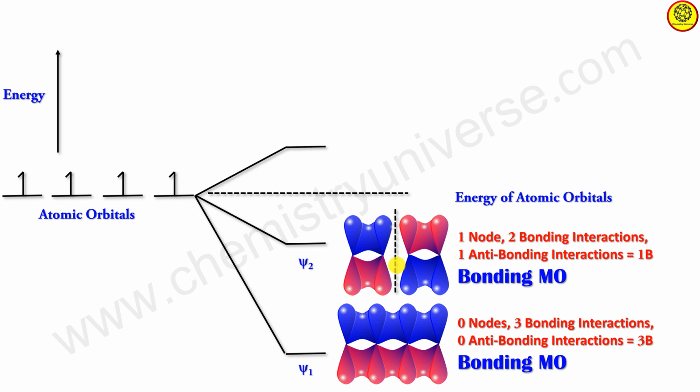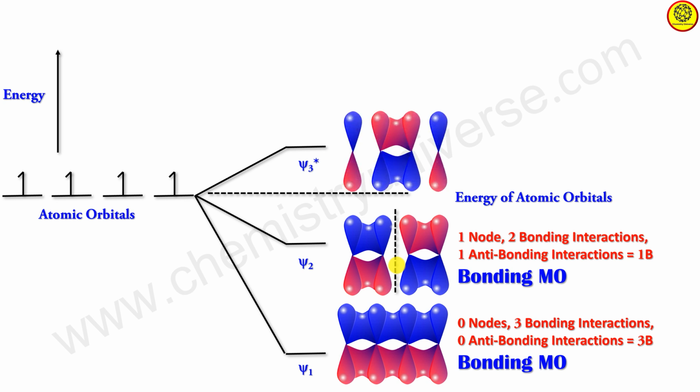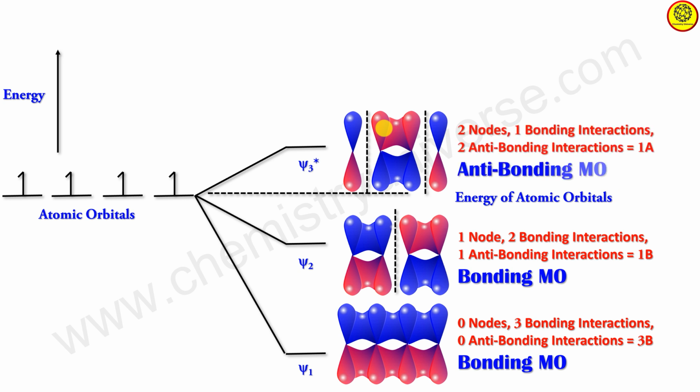Then I have Psi3, which I have placed as antibonding, because here the net will be antibonding interaction. Look at this. You notice there are 2 nodes here. There is 1 antibonding interaction, 1 antibonding interaction, 1 bonding interaction. So what is the net? Net is 1 antibonding interaction. So 2 nodes here, 1 bonding interaction, 2 antibonding interactions. Net is 1 antibonding interaction. So this is called an antibonding MO.